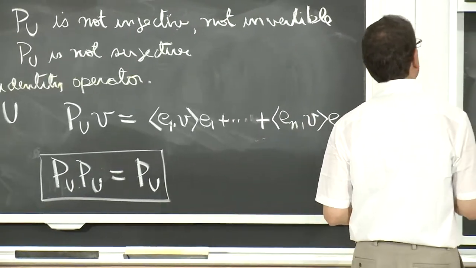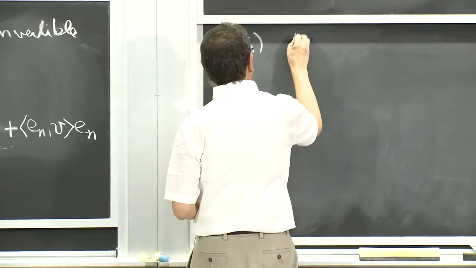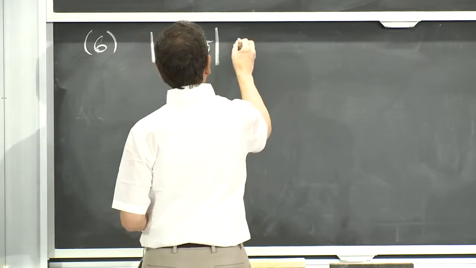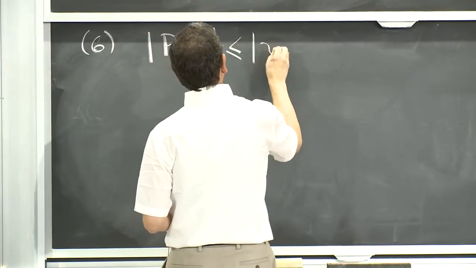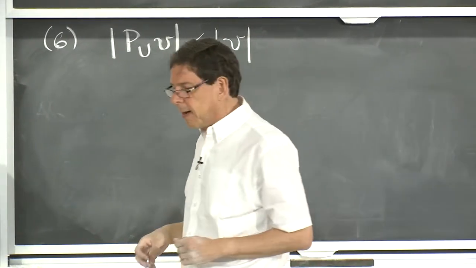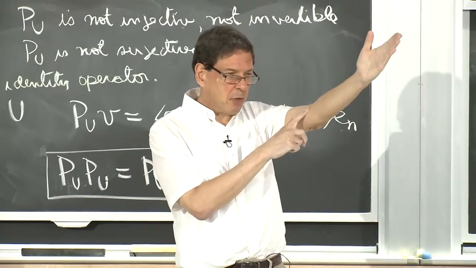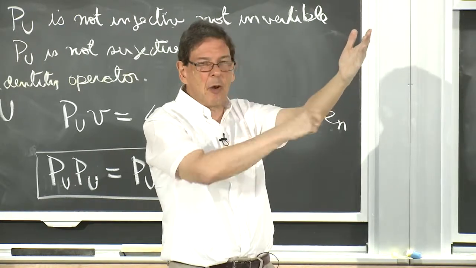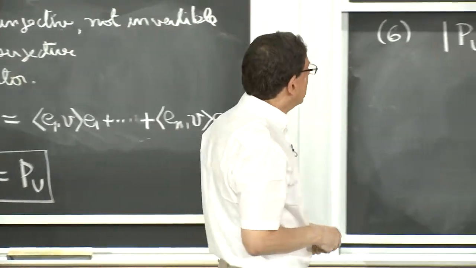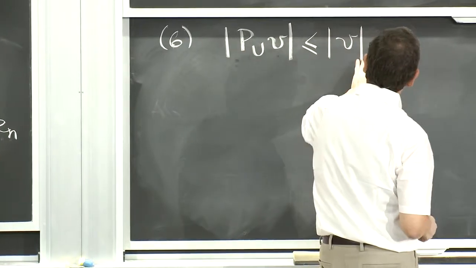Maybe I'll put a sixth property, which is kind of intuitive and nice. It's the norm of PU on v is less than or equal to the norm of v. That's another property of the projectors. Should be intuitively clear. If you have a vector and you apply a projector, you lose some perpendicular component. So the vector that you get is smaller in length. So once you apply the projector and calculate the length, you get less than what you had before.